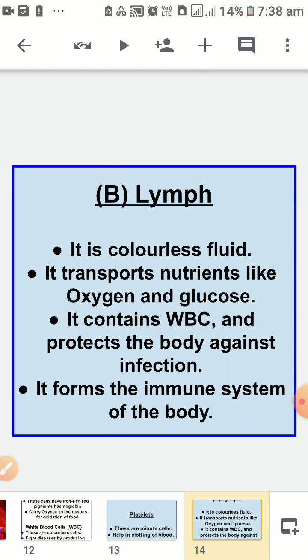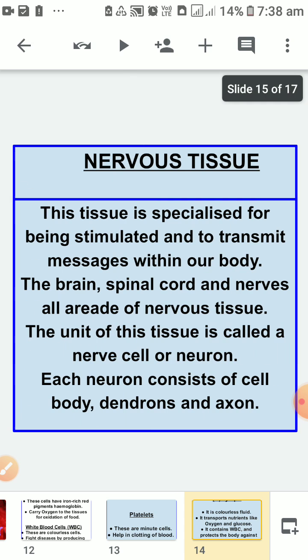Next is lymph. It's a colorless fluid. It transports nutrients like oxygen and glucose. It contains WBC and protects the body against infection. It forms the immune system of the body.